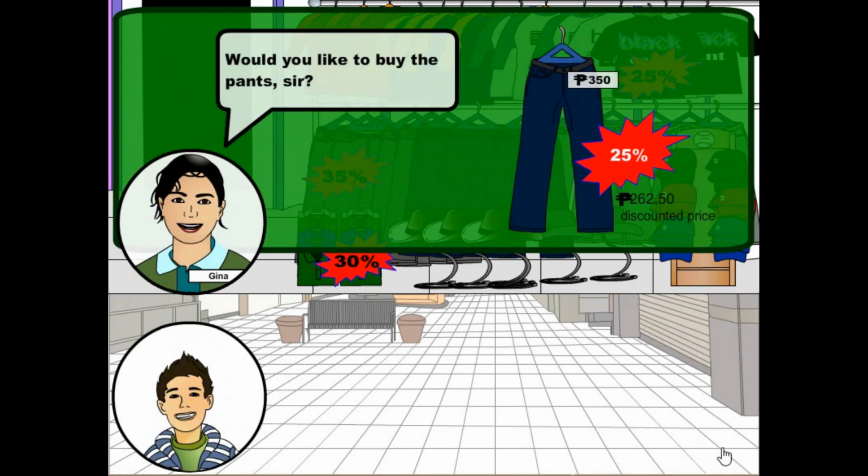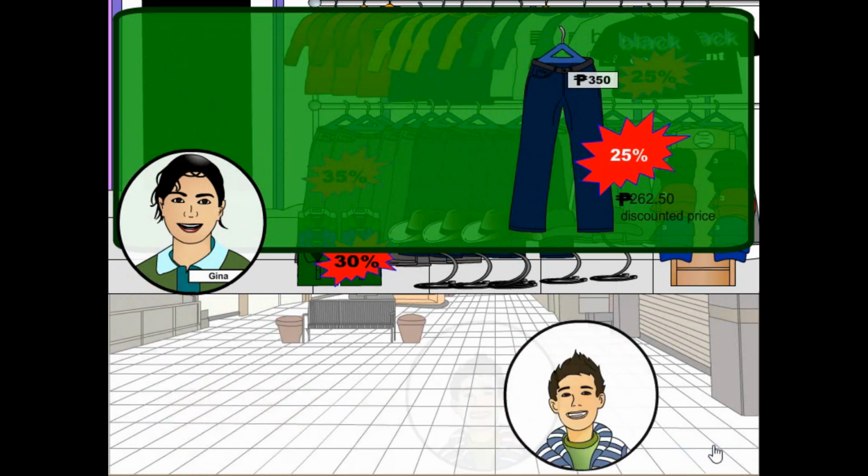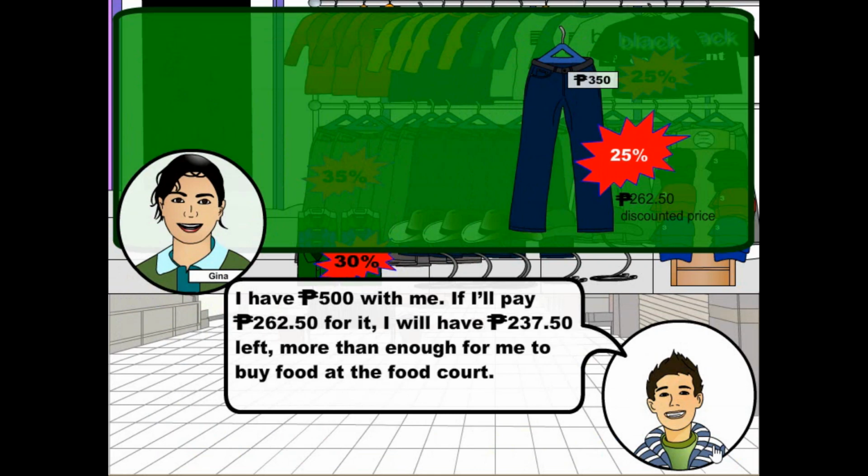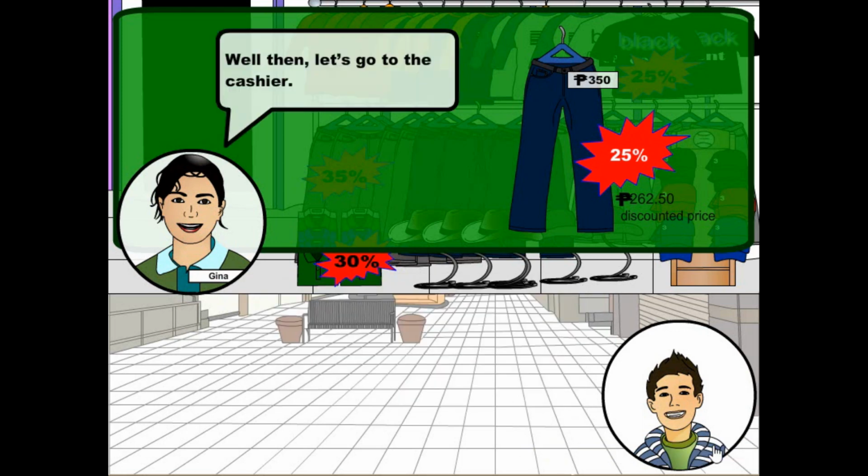Would you like to buy the pants, sir? I have 500 pesos with me. If I pay 262 pesos and 50 centavos for it, I will have 237 pesos and 50 centavos left. More than enough for me to buy food at the food court. Yes, I will buy the pants. Well then, let's go to the cashier.